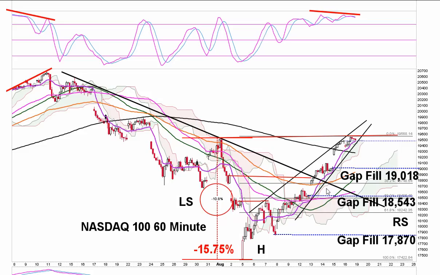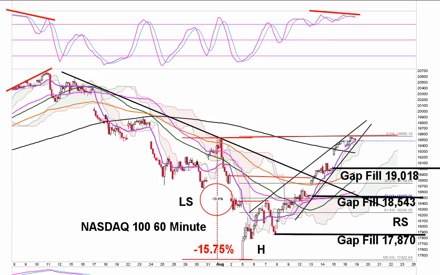Here I'm watching the gaps. You've got three of the gaps. Now, S&P has a gap over here that was not filled, I think it was 51.88. NASDAQ already filled it. So S&P has four gaps. NASDAQ has three. The gap fill here, right here, is just above 19,000. The gap right here is just above 18,500, almost 18,550. And again, the gap down here filling is at 17,870.